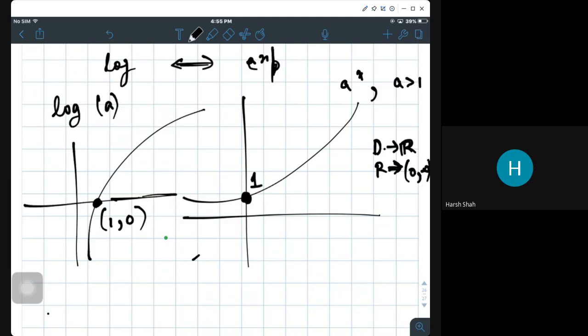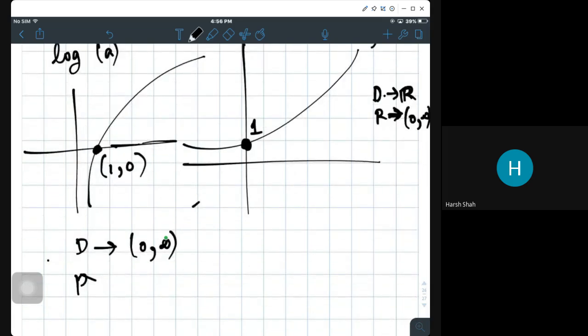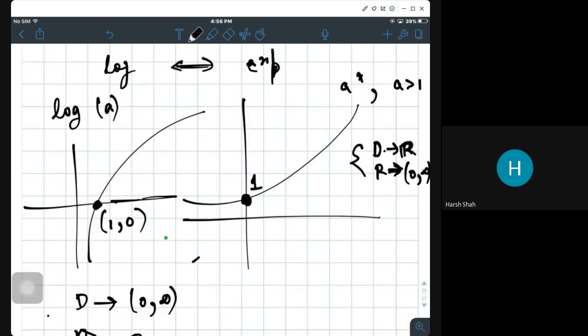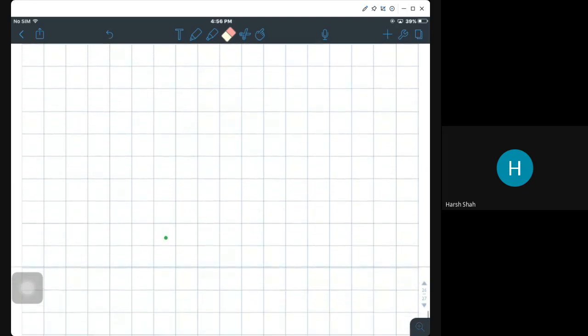The domain for this is any number greater than 0, 0 to infinity. Range is real numbers. If you see, the domain and range interchange themselves. Is it clear till here, everyone? Week 5 and week 6 both are completed here. Now we move to week 7, limits.